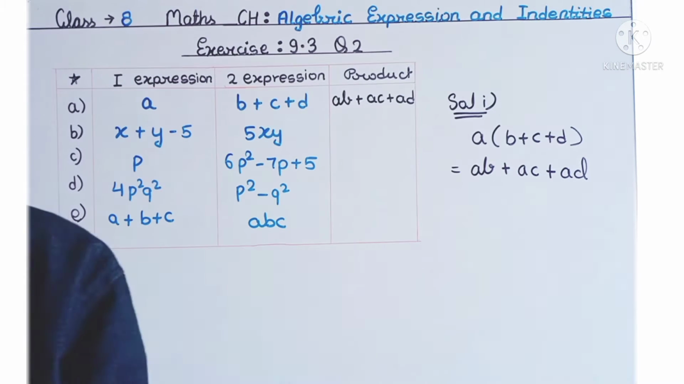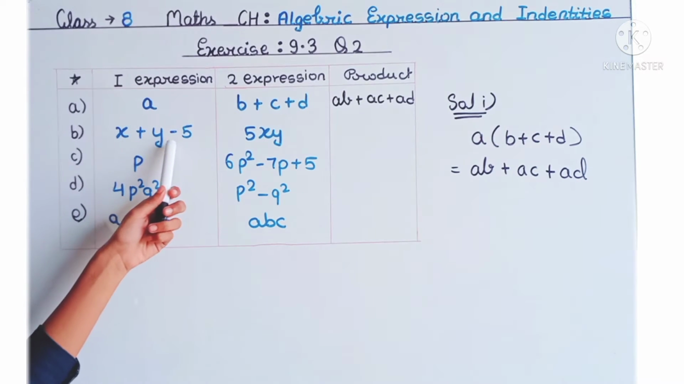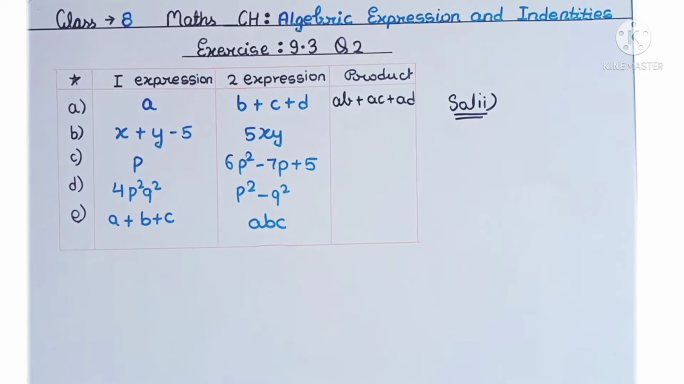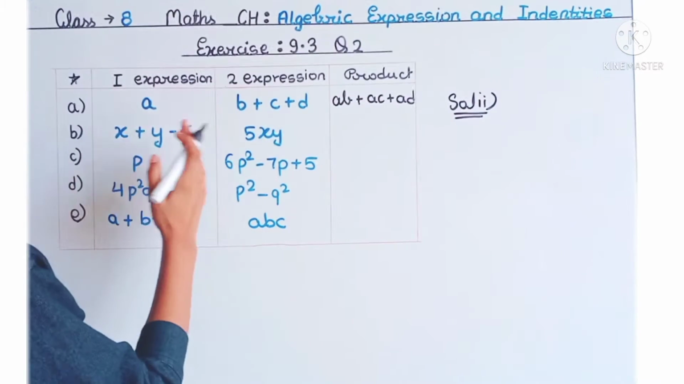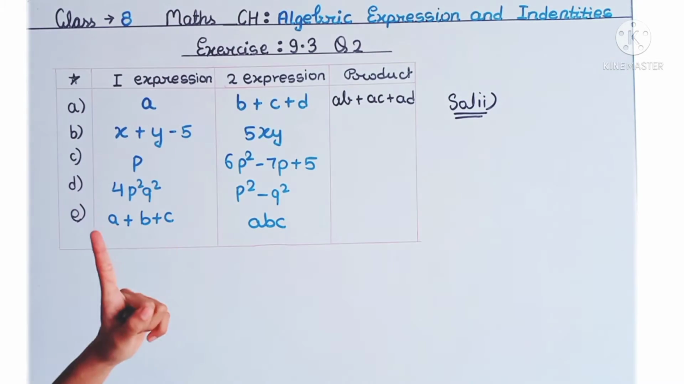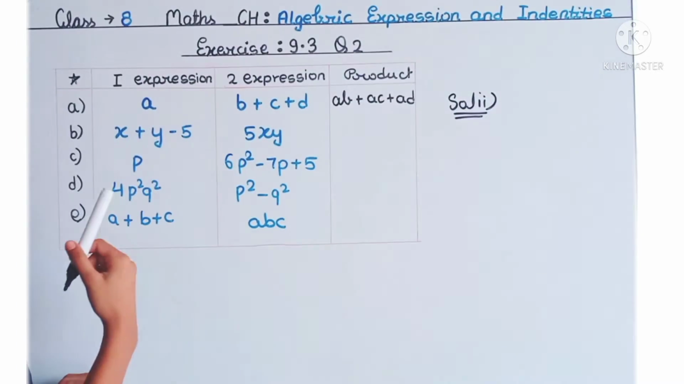Got the answer? Now the second part of this question, we are given x plus y minus 5 multiplied by 5xy. So in this we have to multiply x plus y minus 5 by 5xy. So we will write it with a bracket. We will change the position of them because we have to write the single term expression outside the bracket and the multiple term expression inside the bracket.